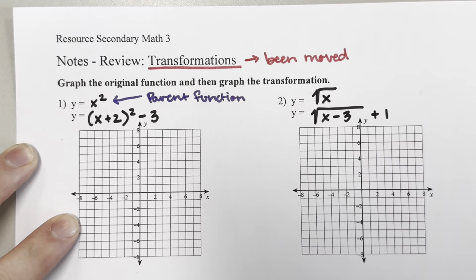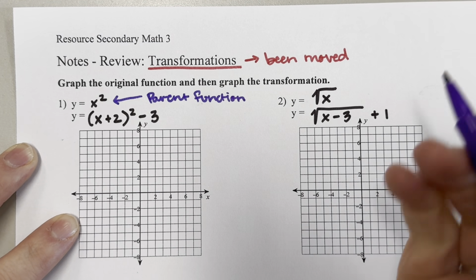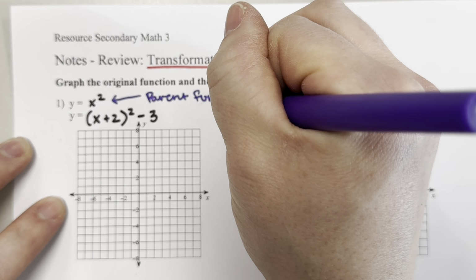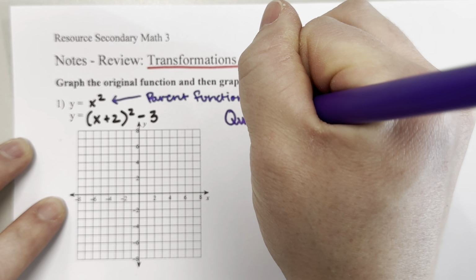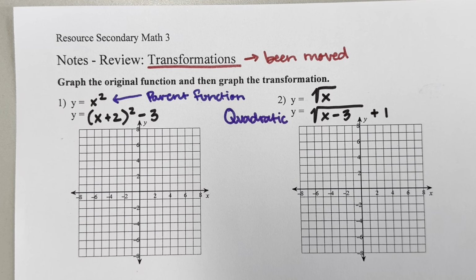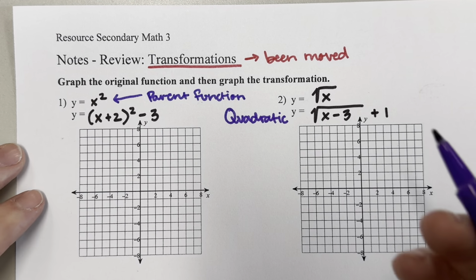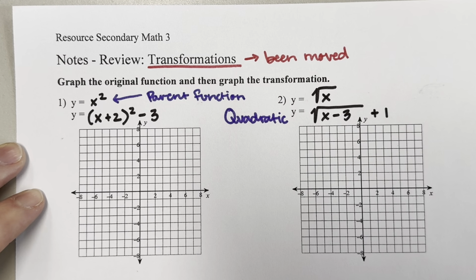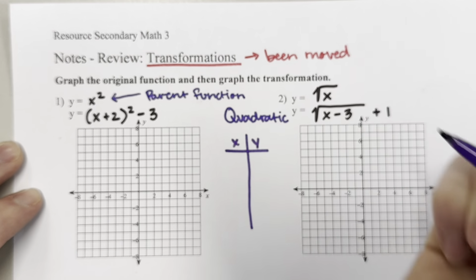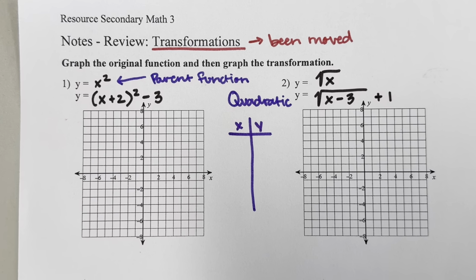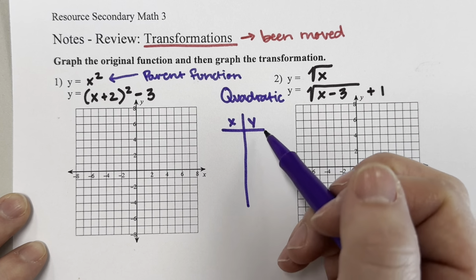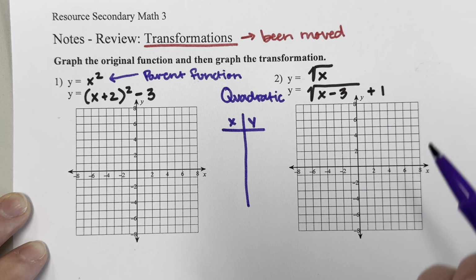Nothing's been added to it. Let's go ahead and actually name this parent function. This guy is x squared. This is what we call a quadratic. So this guy is a quadratic function. Nothing's been added, simply x squared. So what we've been doing is we want to find the coordinate points of that original parent function, and we can do that by using a t-chart, where we're going to choose values to plug in for x, solve to find y. Those become our coordinate points.